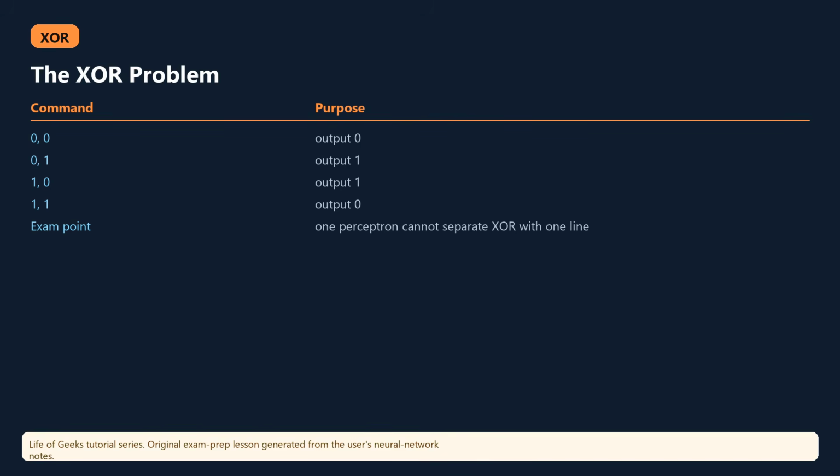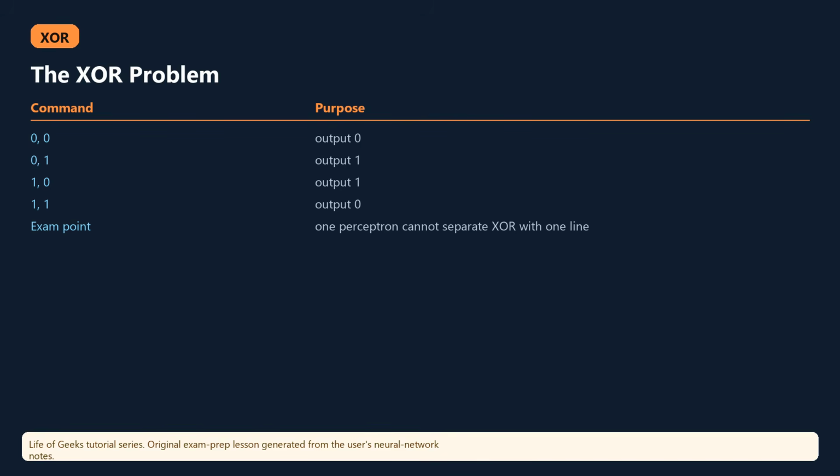If you plot these 4 points, the positive examples are diagonal from each other. A single straight line cannot separate them from the negative examples. That means one perceptron cannot represent XOR perfectly. However, a small neural network with hidden neurons can solve it.